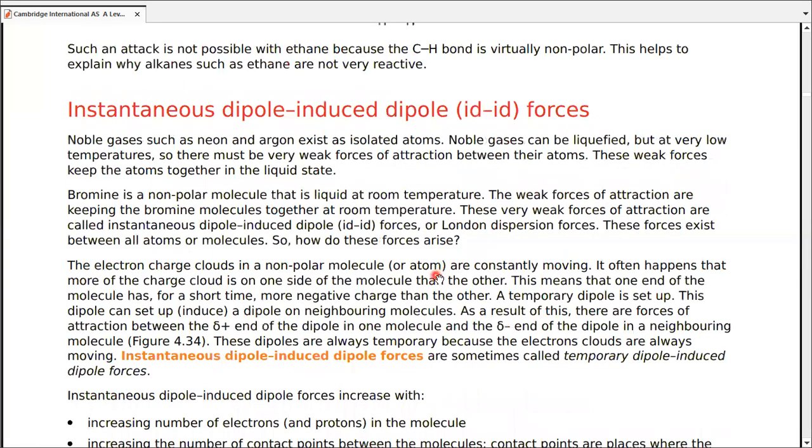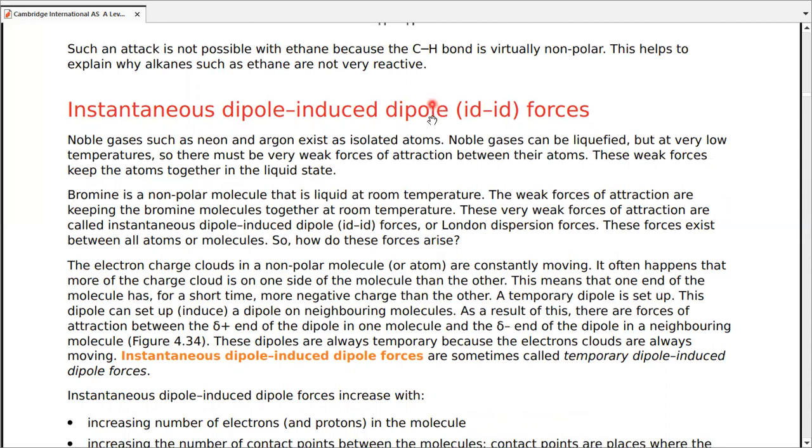Next type, instantaneous dipole, induced dipole, or ID forces. We've also called them London dispersion forces. Now, we have been talking about elements which have a difference in electronegativity or a difference in proton number, because of which they show electronegativity, or other reasons why different compounds have been capable of showing intermolecular forces.